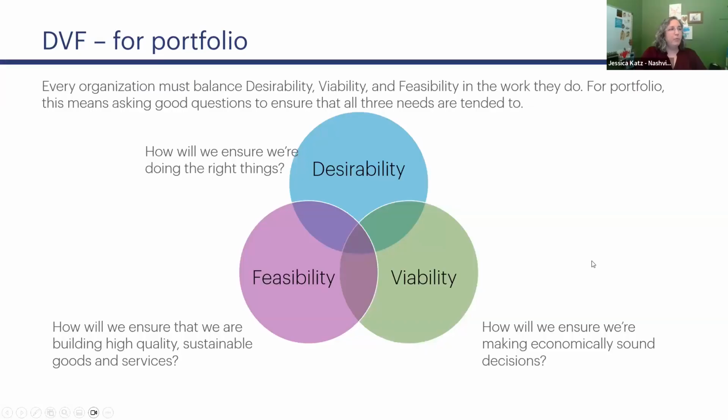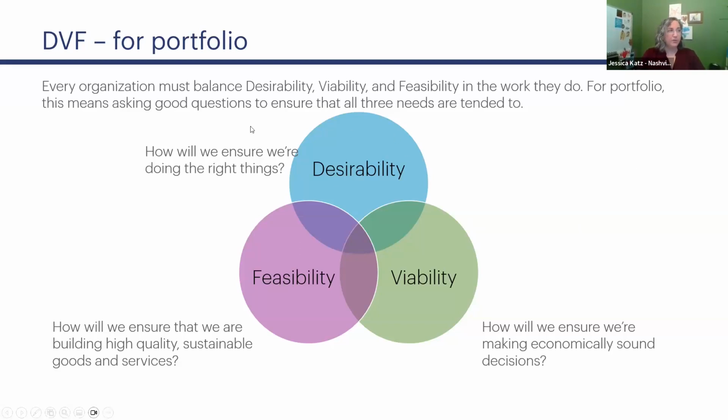So one of the models that might be useful to you is the desirability, viability, feasibility model, or the DVF. This is another one you can formulate like the cost of delay. You do desirability plus viability divided by feasibility, and you get a similar prioritization approach. But at the portfolio level, you have to ask good questions to make sure all three of these are tended to. You aren't making the decisions here as a portfolio manager. You're asking things about these questions.